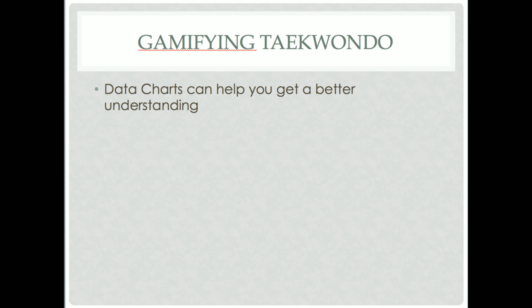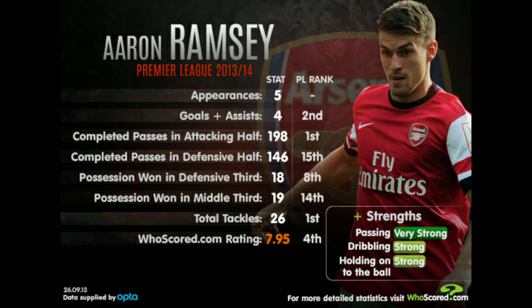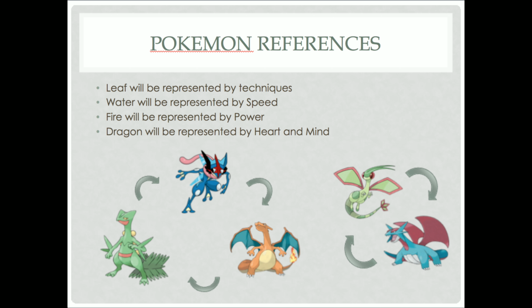Because, to be quite honest with you, almost every sport has a statistic data chart of the athlete, but Taekwondo doesn't seem to have that yet. And I'm going to try to change that by giving you guys some way to find out what level you guys are in. So the reference I made in the introduction of the video is a Pokemon reference.